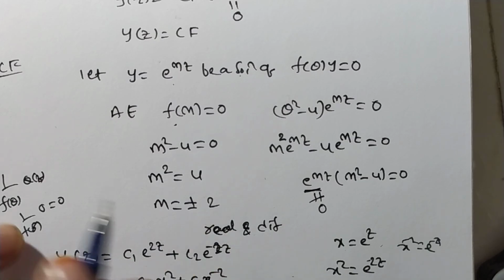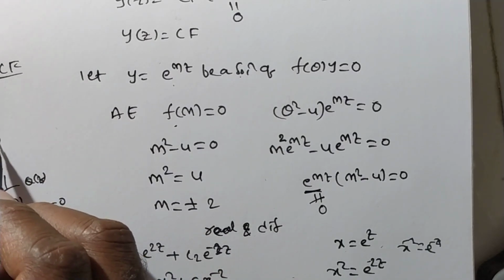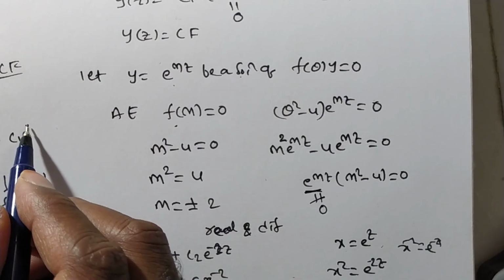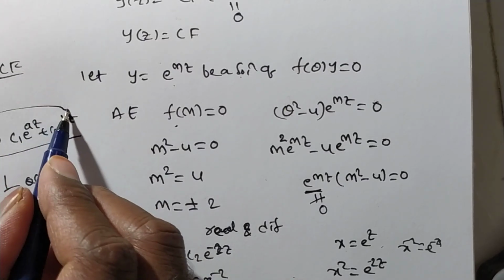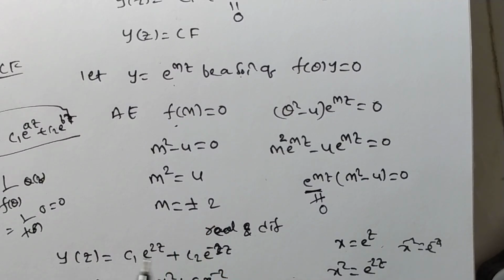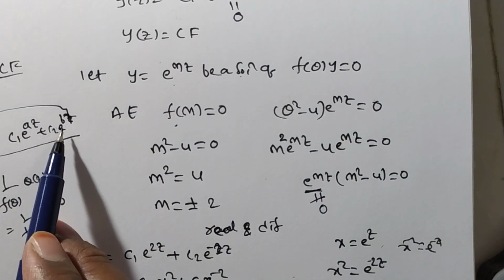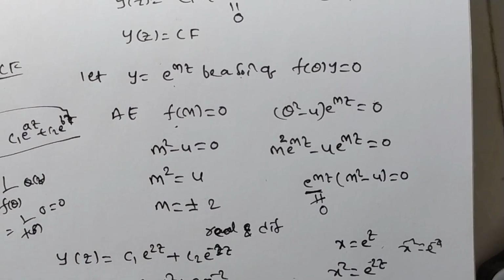Whenever the roots are real and distinct, suppose a comma b are the roots, then what will you write generally? c1 e power az plus c2 e to the power of bz we will write. That's it. So here you see 2 comma minus 2 is there. So c1 e power 2z plus c2 e to the power of minus 2z I have written. Is it clear for everyone?